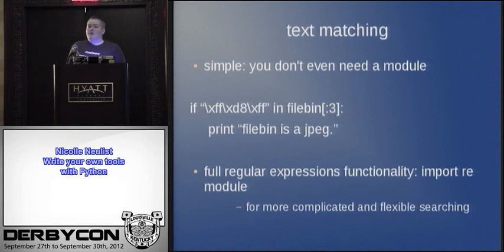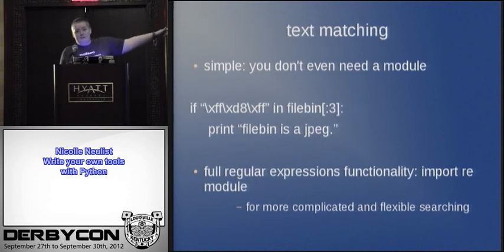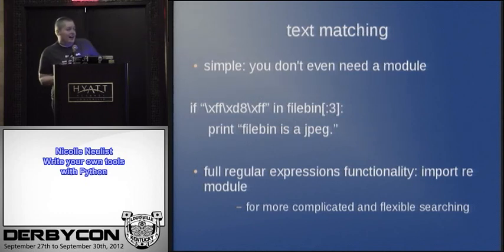We already, as you could see, did a little bit of text processing with the cutting off of the bytes we didn't care about on that extract host name from a DNS query. Simple text matching, you don't need a module for it. As you can see there, \x is just a hex escape. So if FF, D8, FF in hex are in the first 3 characters of some file binary, that's a magic number for a JPEG, and it's going to tell you file bin is a JPEG.